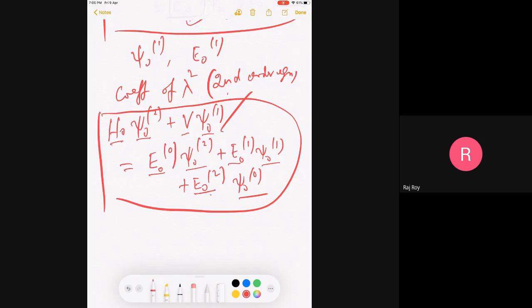Imagine if I would have written a third order term. I will not write it, but very quickly I will tell what would happen. H naught psi 03, V psi 02. Here E naught 0, psi naught 3; E naught 1, it will increase, psi naught 2; E naught 2, psi naught 1. But then there will be one more term, E naught 3, psi 00. There will be 4 terms. So the number of terms on the right hand side will keep on increasing. The number of terms on the left hand side is always 2.